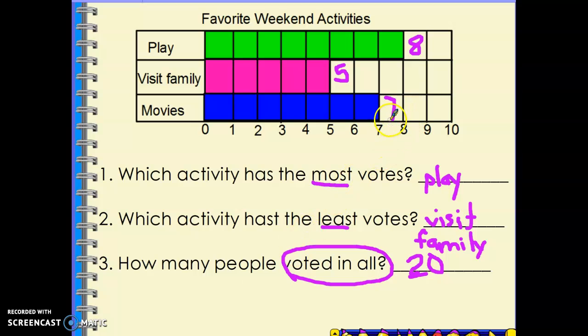Another way we can do this is we know that 7 plus 7 is 14. That's our double. 14 plus 1 more is 15. 15 plus 5 is 20.